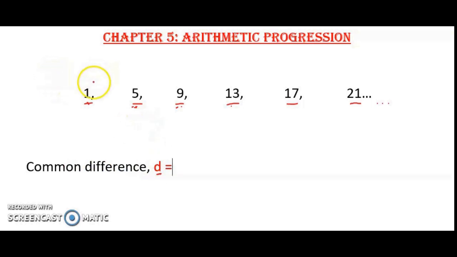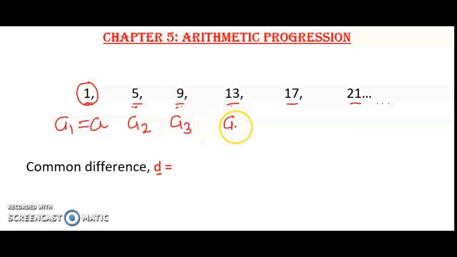Now let's see. This is the first term of the series, indicated by A1, or simply you can say A. 5 is the second term, represented by A2. 9 is the third term, that is A3, then A4, A5, A6 and so on.